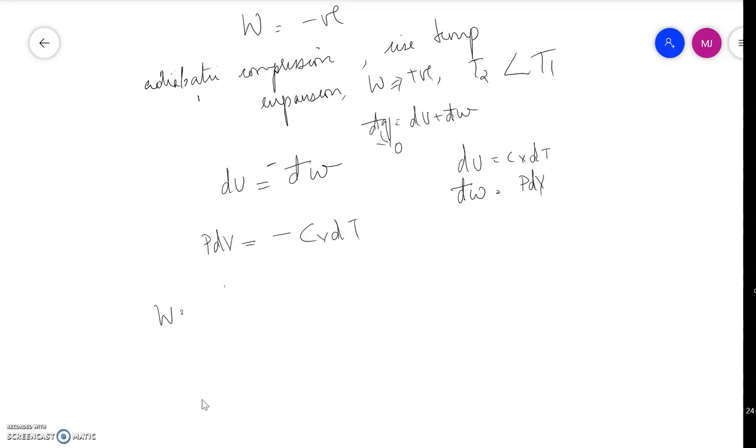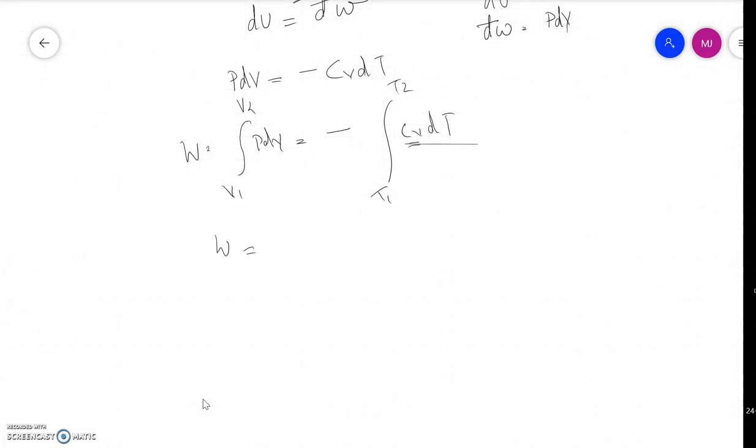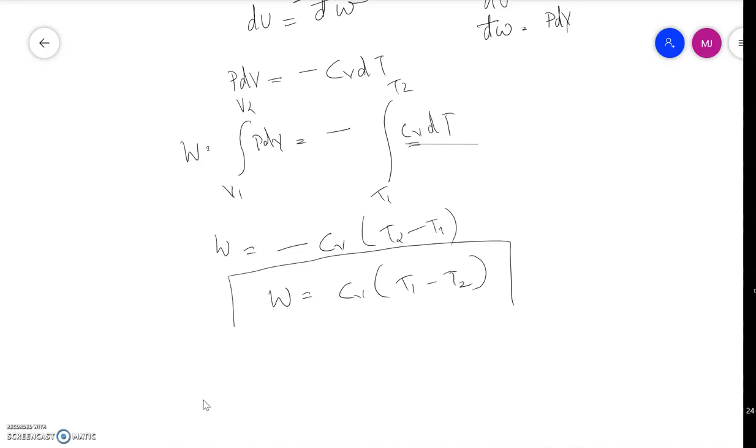So we know that W is actually integral V1 to V2 P dV. That is equal to minus integral T1 to T2 Cv dT. And if you assume Cv to be a constant, we can write W as minus Cv into T2 minus T1, or W will be equal to Cv into T1 minus T2. This is another expression for work done in an adiabatic process.